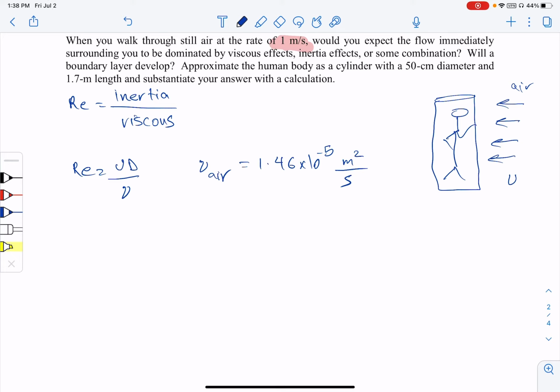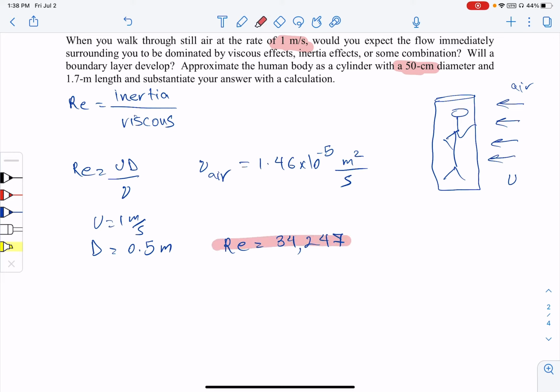And we know that the velocity is 1 meter per second, right? And the diameter, if I convert it to meters, is 0.5 meter, right? And if we calculate that, the Reynolds number is going to be 34,274, right? And now we know that this is a moderate Reynolds number, right?